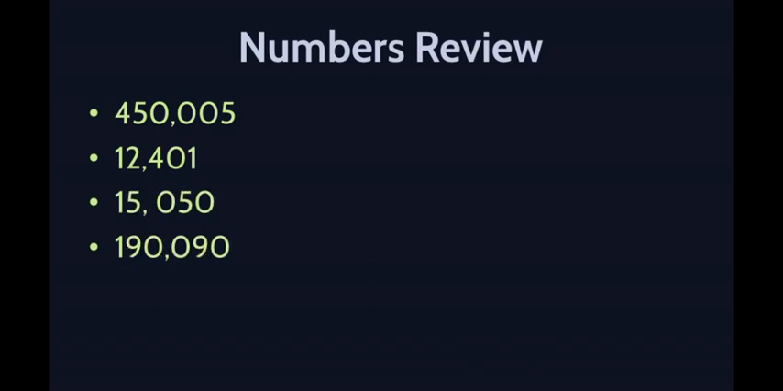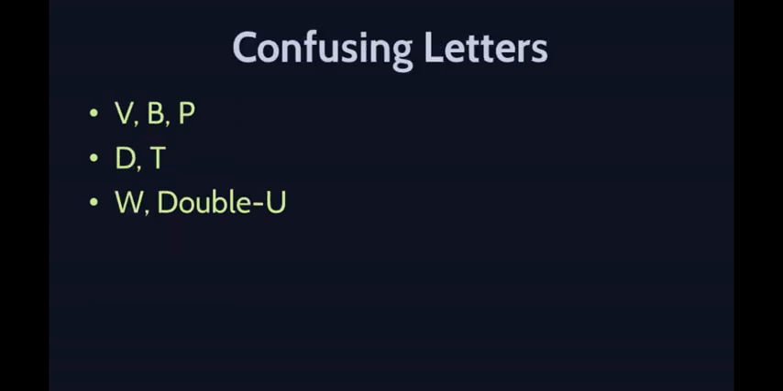Now, let's just review numbers a little bit from what we did last lesson. Remember, this number is 450,005. And remember to listen for that word thousand that replaces the comma. So 450,005. 12,401. 15,050. 190,090. 750,015.